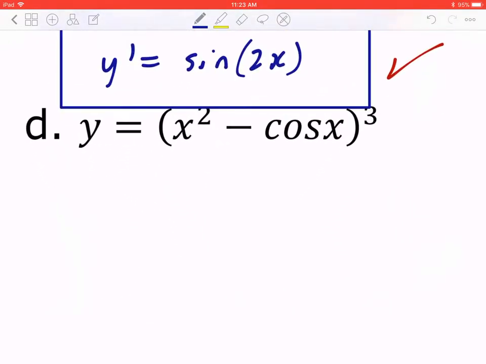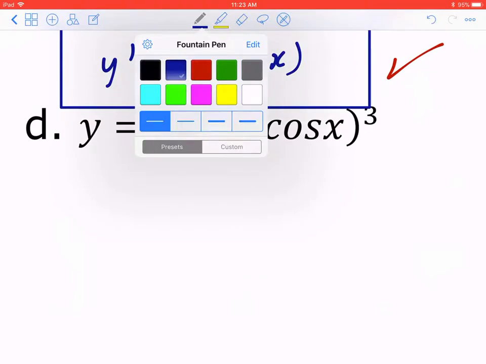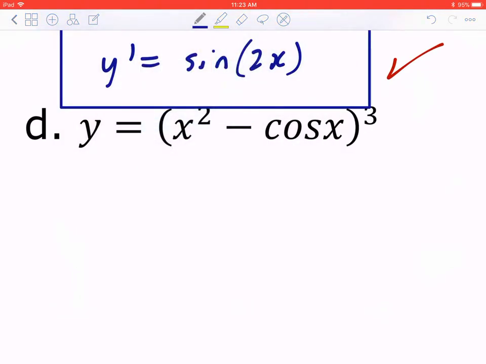Okay. Part D. I want to make sure you try some of these, and of course I'll take it up in a moment. So y equals x squared minus cosine x in brackets, quantity cubed. So take a moment, press pause, just try this. When you press play again, I'll be right here. Okay, let's take a look.